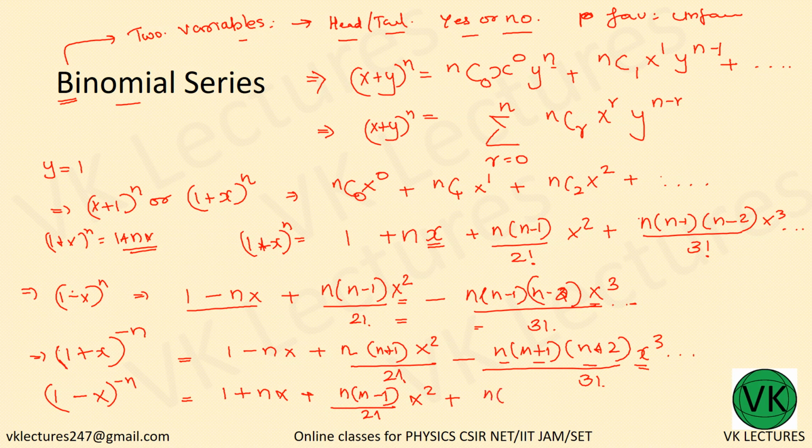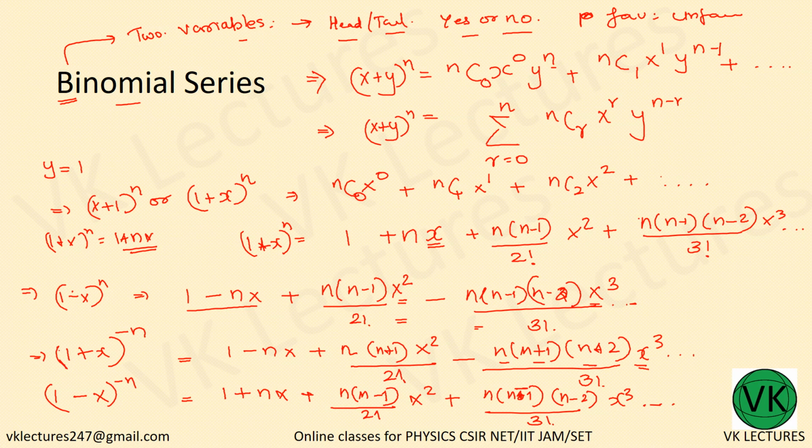So n into n plus 1, sorry, it will not be n plus 1, it will be n minus 1, into n minus 2, divided by 3 factorial, and x cube as it is. So these are the things.